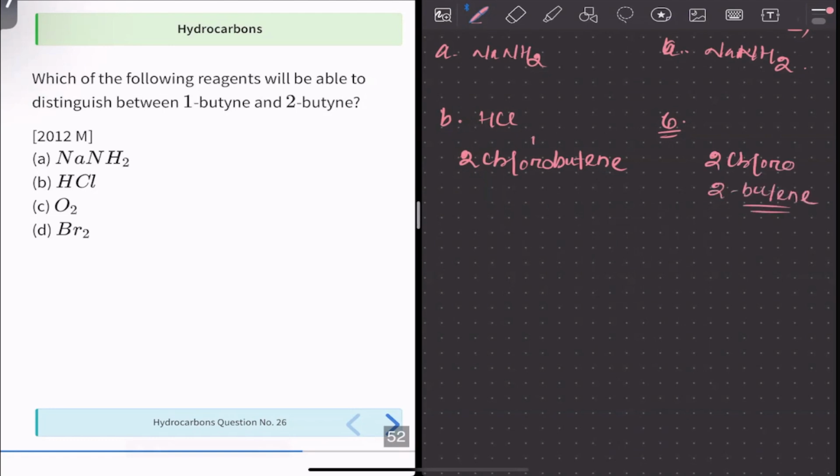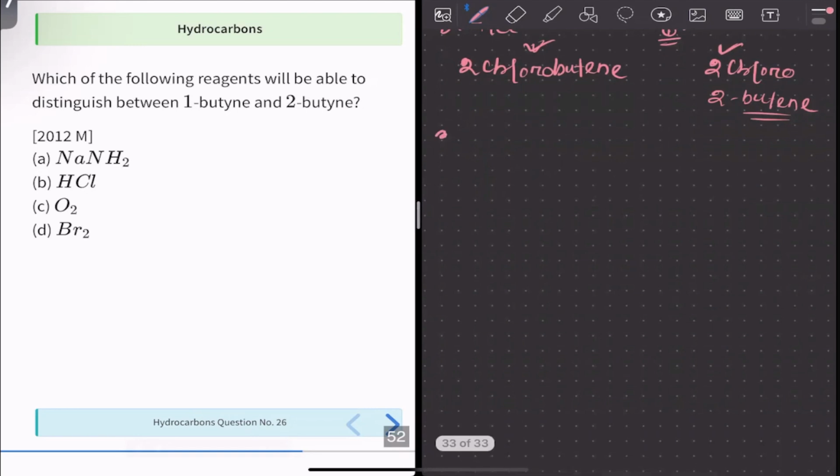Okay, so these compounds are similar compounds, so we can't distinguish them by HCl. So we'll move on to option C, that is oxygen. Oxygen will oxidize these molecules, that is alkynes. It will also give similar products, so it won't distinguish the two compounds given. Okay, so it won't be the correct option.